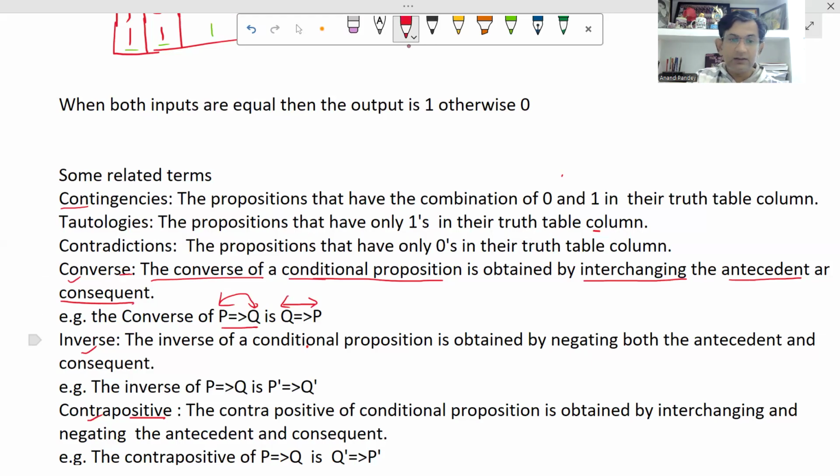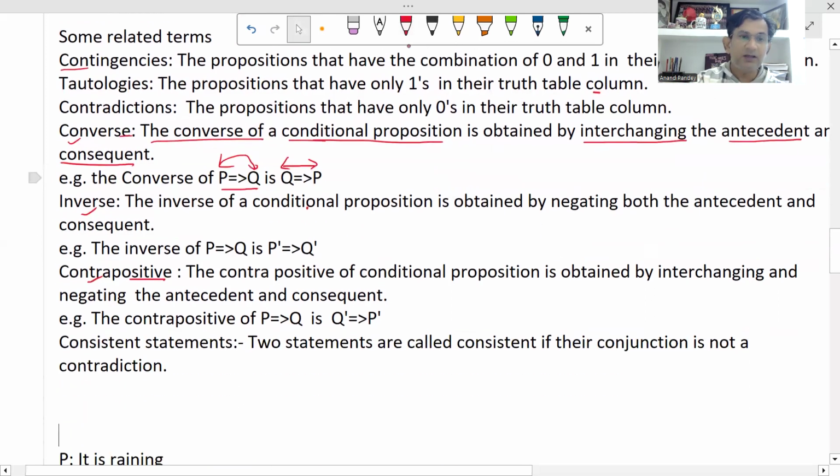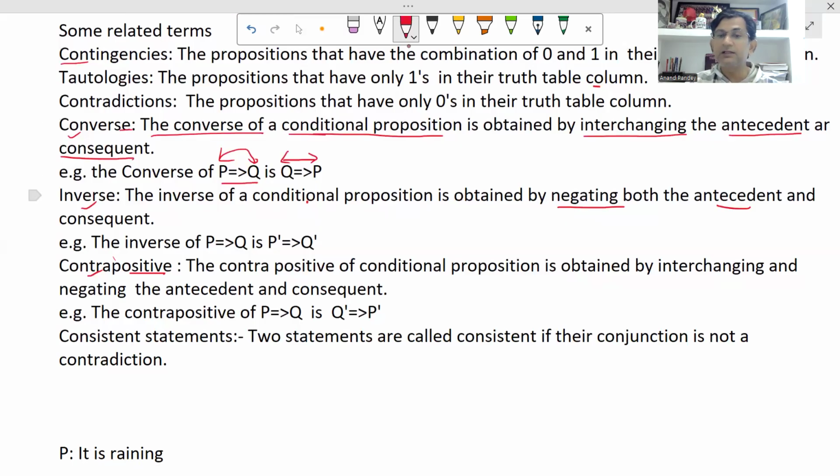Like that, the inverse. The inverse of a conditional proposition is obtained by negating. Negating means with dash, bar, whatever. By negating both the antecedent and the consequent. So P implies Q. The inverse of P implies Q will be what? P dash implies Q dash.